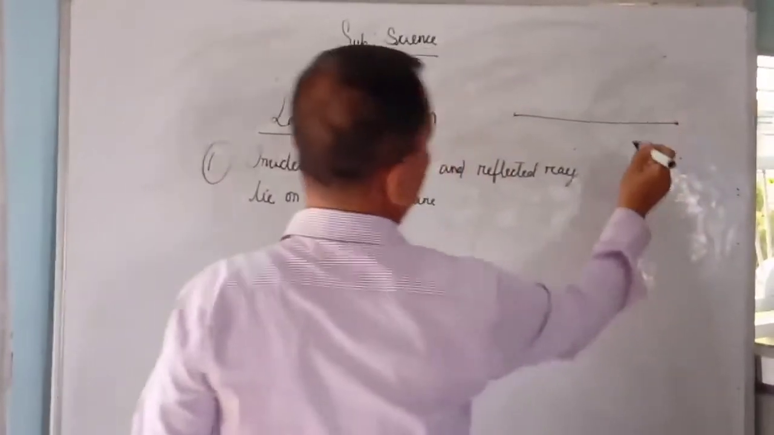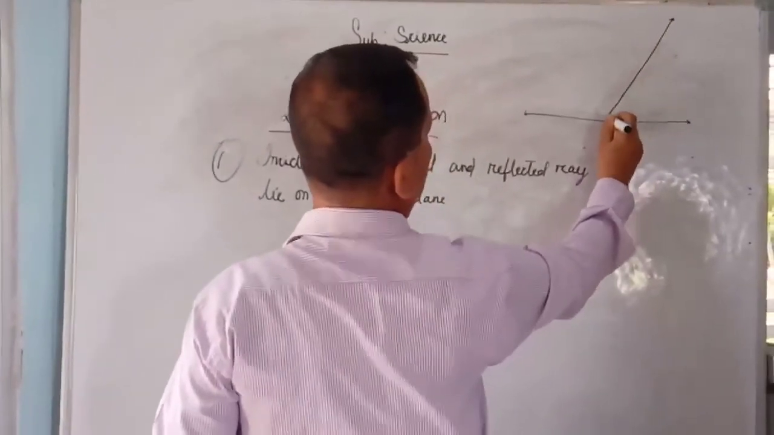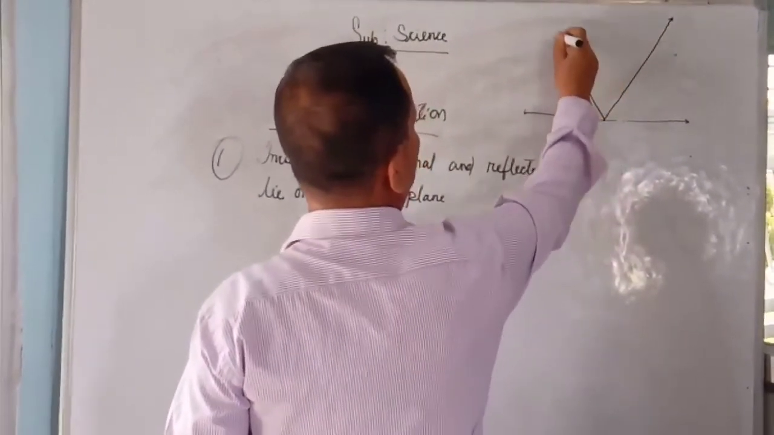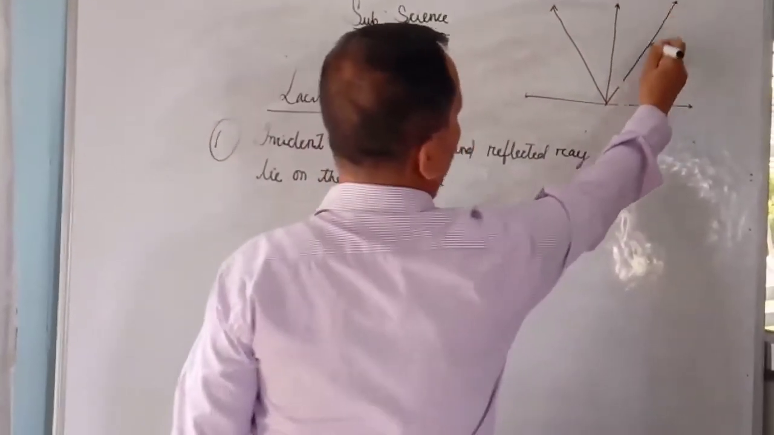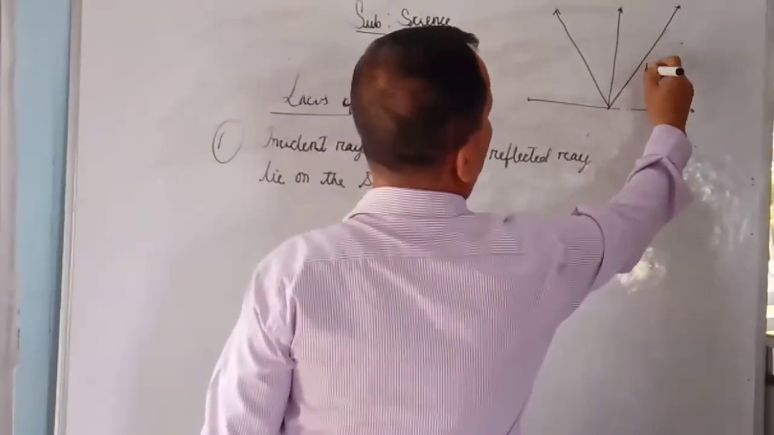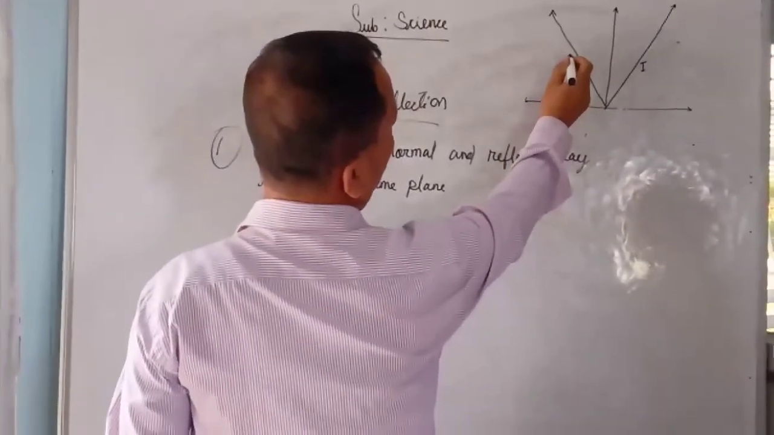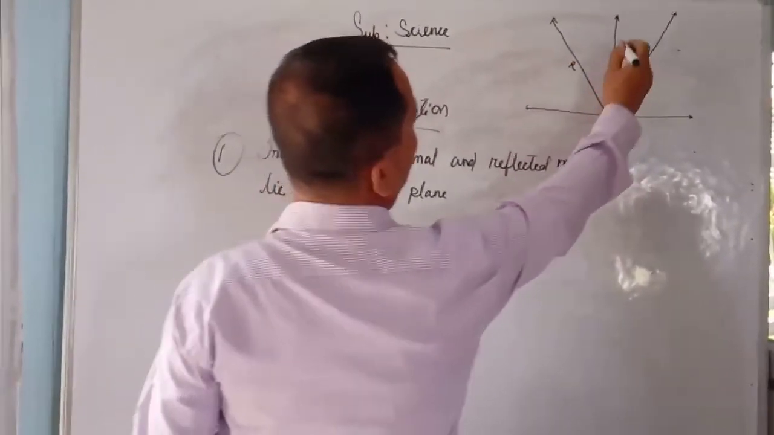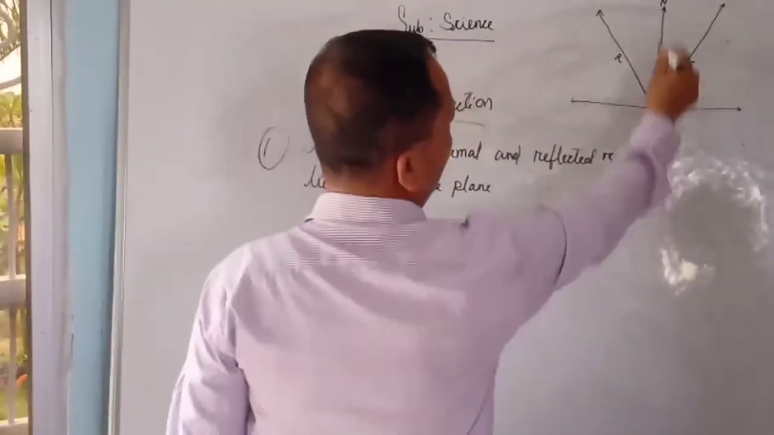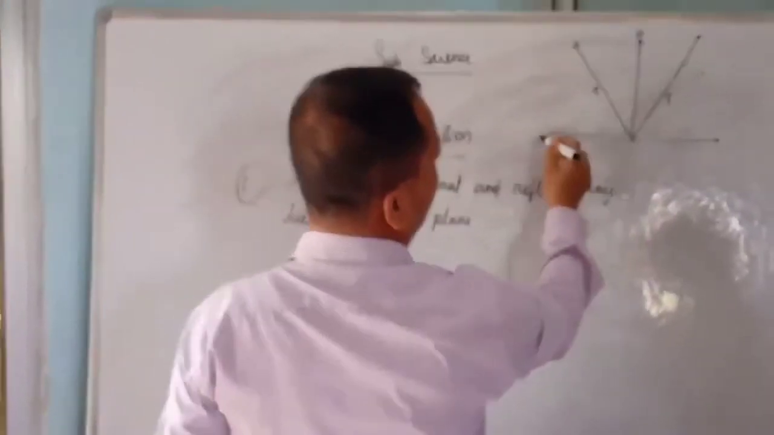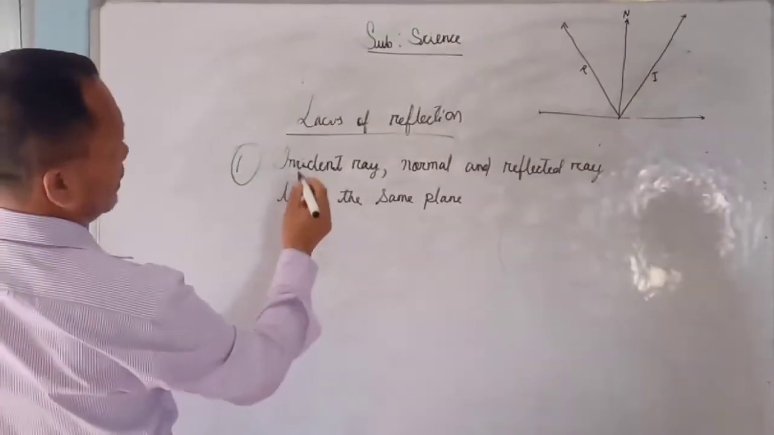This is the surface. The light comes from here and touches the surface, and it gets back. That means it is reflected, and this has the normal. We see that the ray of light that touches the surface is called the incident ray, and the one which gets reflected is called the reflected ray, and this one is the normal. So we see that the incident ray, the normal, and the reflected ray lie on the same plane. That states the first law of reflection.